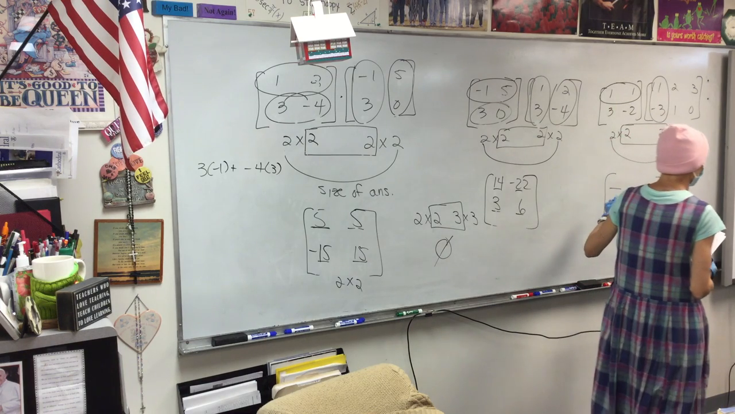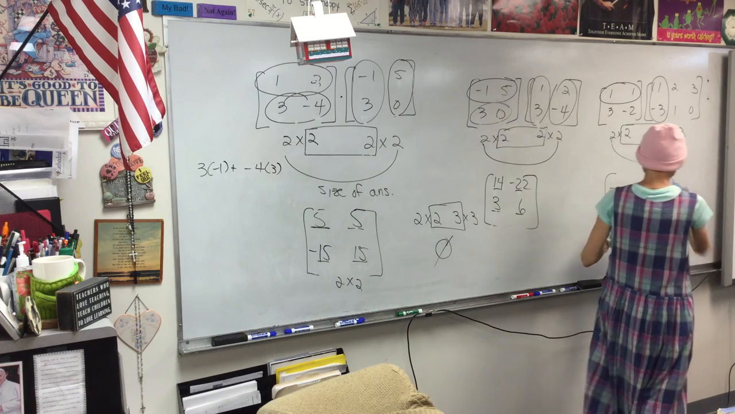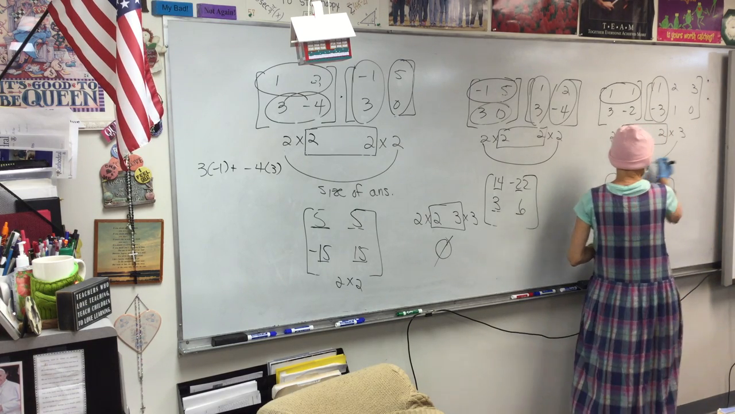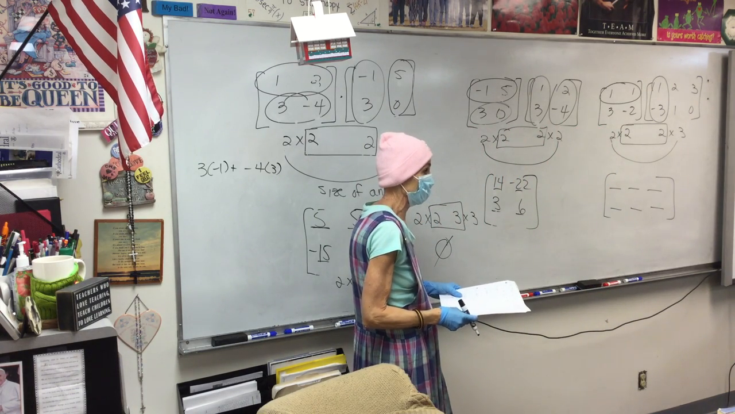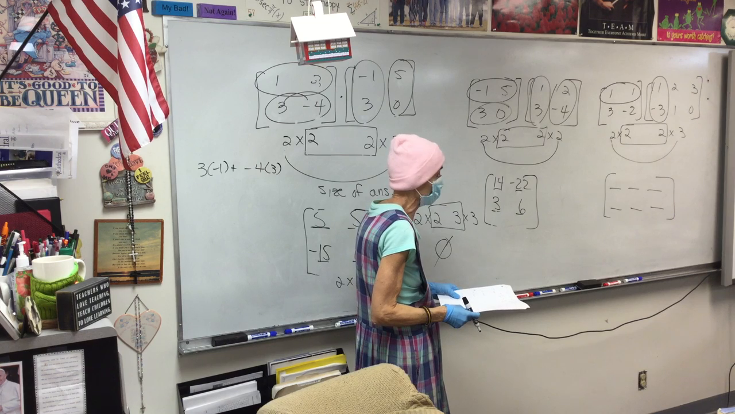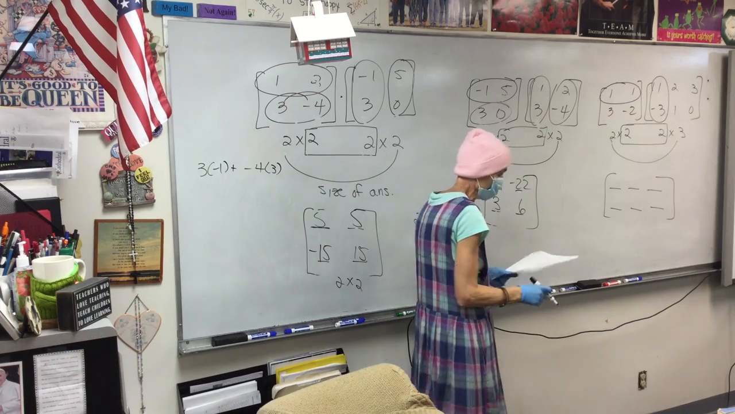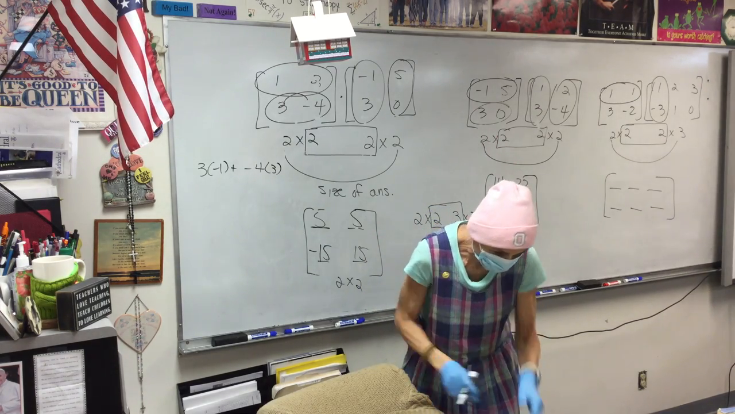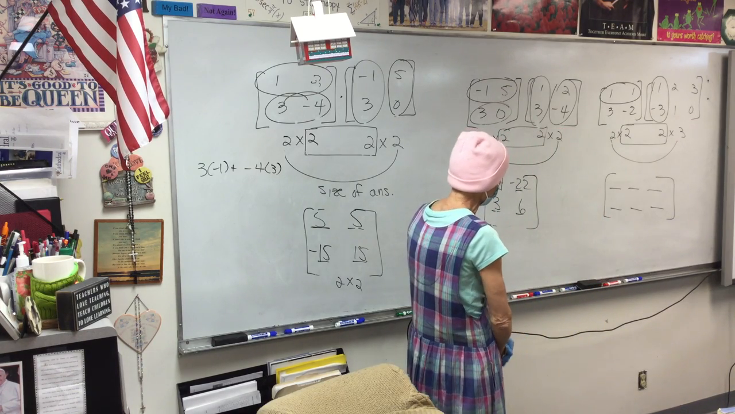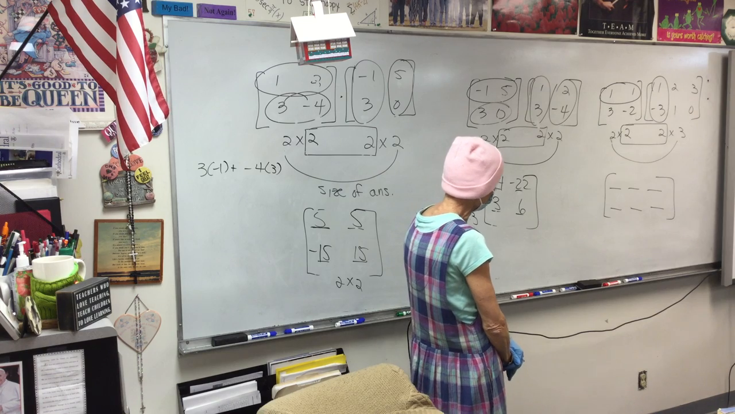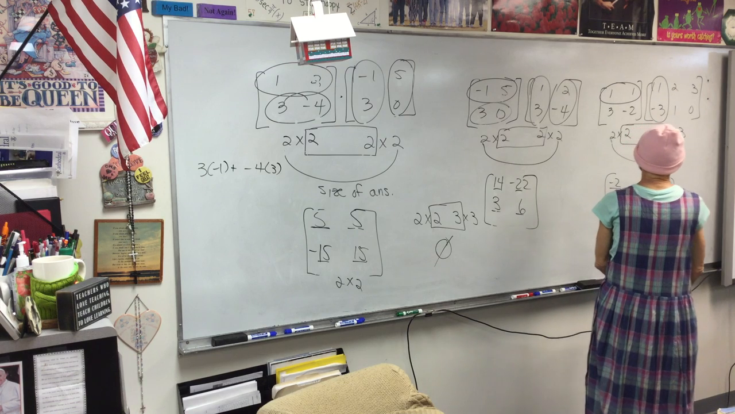What now? Since we don't need that, our answer will only be 2 by 2. No, 2 by 3. These two must match. And then the outside numbers, the ones not in the box, are the size of the answer. Here, I'm going to go ahead and write my numbers down, and then we're going to talk about them. See if we can get those filled in.